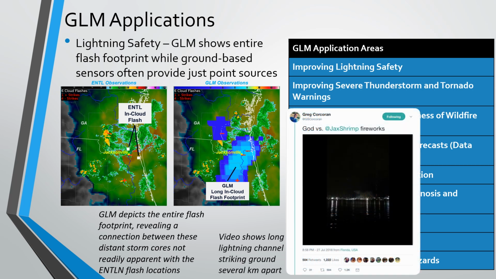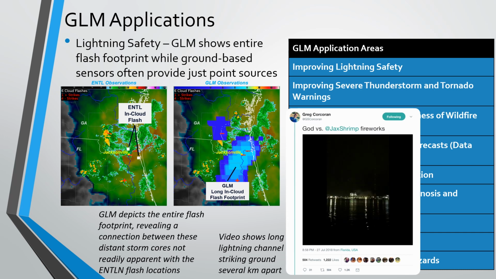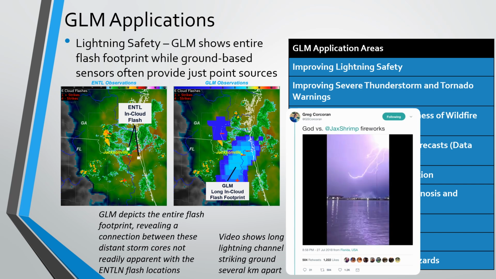One example of a very large lightning flash came here from the Jacksonville Jumbo Shrimp, and this is from after one of their games where they're showing fireworks, but then also there's a large flash that occurs right there. And we can see that flash has a large flash footprint that's not defined just by where it touched ground, but by a much larger area, which could be affecting life and property.